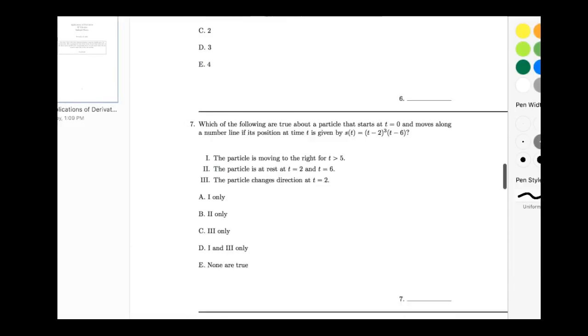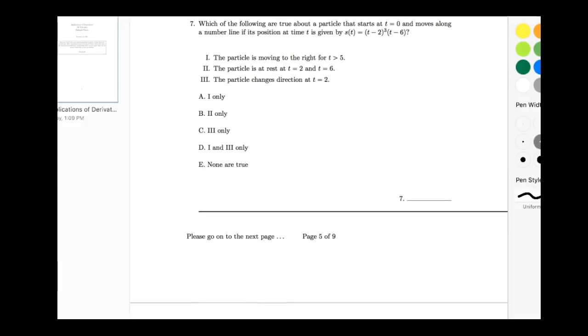We skipped 6, and number 7, okay, you're looking for when the particle is moving right. Which of the following are true about the particle? It starts at t equals 0. Here's your position function. When is it moving right? Is it at rest? Does it change direction? Moving right: f prime of x greater than 0. Rest: f prime of x equals 0. And then changes direction, we'll see. So you need the derivative.